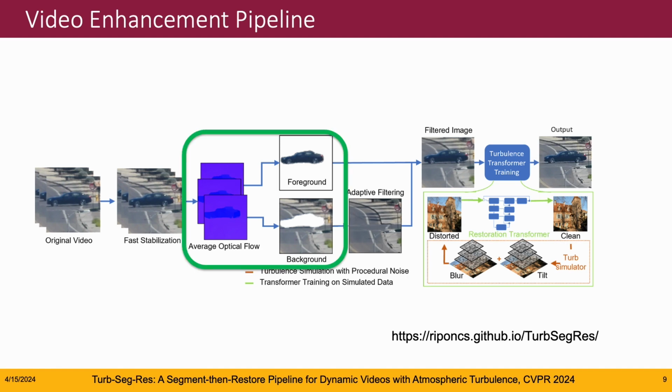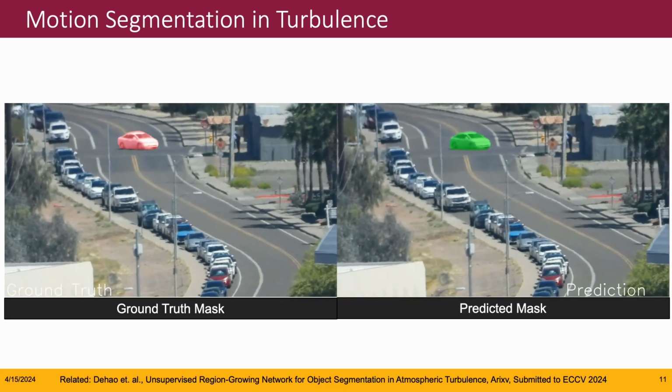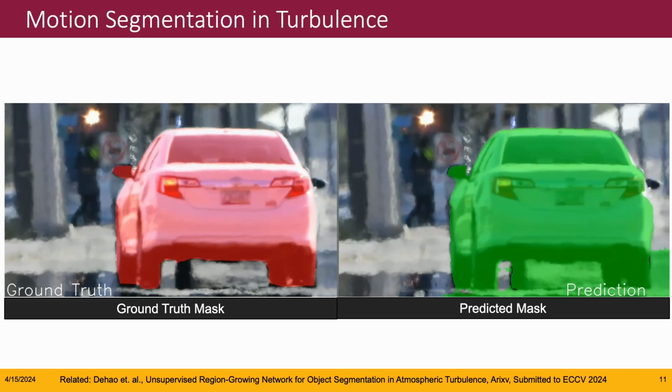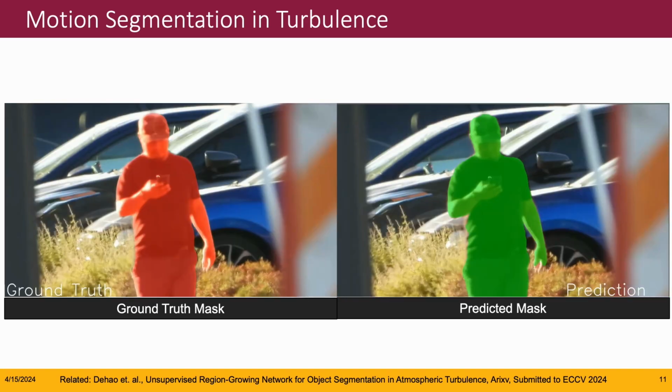Now let's talk about average optical flow based foreground and background segmentation. We perform motion segmentation based on average optical flow computed by a pretrained RAFT from the current frame to nearby frames. The number of frames is selected optimally to ensure the best segmentation of moving object versus static background. This method is quite robust in long-range video with atmospheric turbulence. Let's see some of our results.